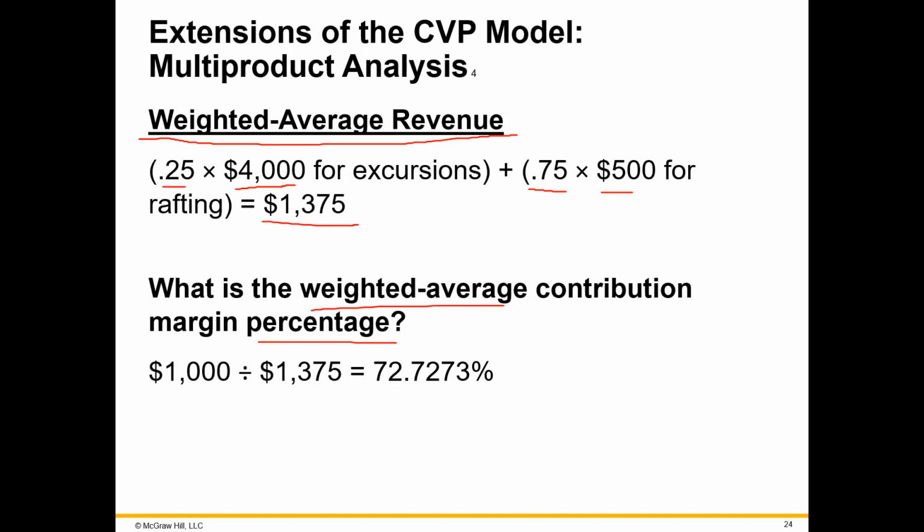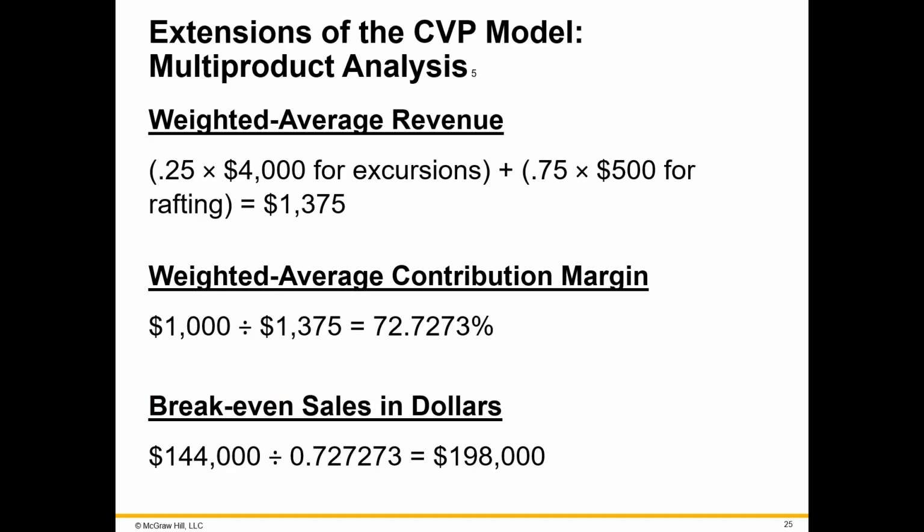But if you do have to do the math, it's our $1,000 average contribution margin divided by our $1,375 in average revenue, which gives us a 72.72% contribution margin percentage. And once we have that percentage, we can take our fixed cost divided by our weighted average contribution margin to arrive at the total amount of revenue that we have to generate to break even.